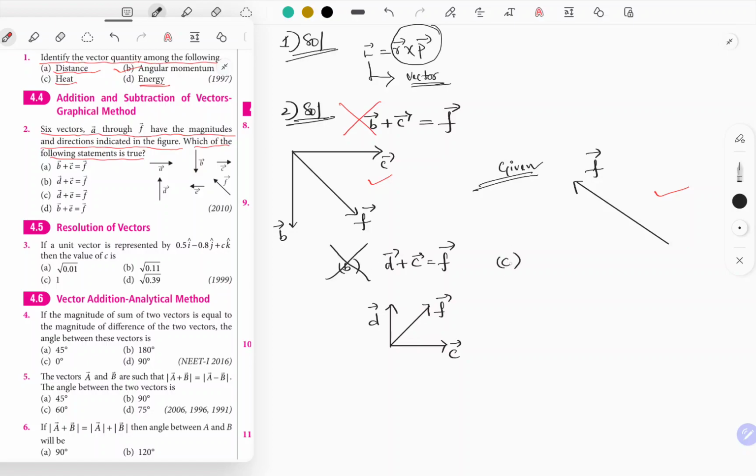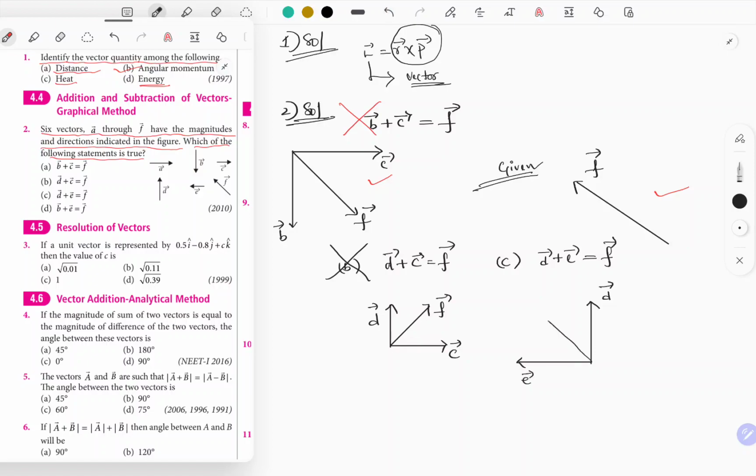Next, option C. In option C, they have given D bar plus E bar is equal to F bar. Let me check. What's the direction of D bar? D bar is upward. This is D bar. E bar is towards left. This is E bar.